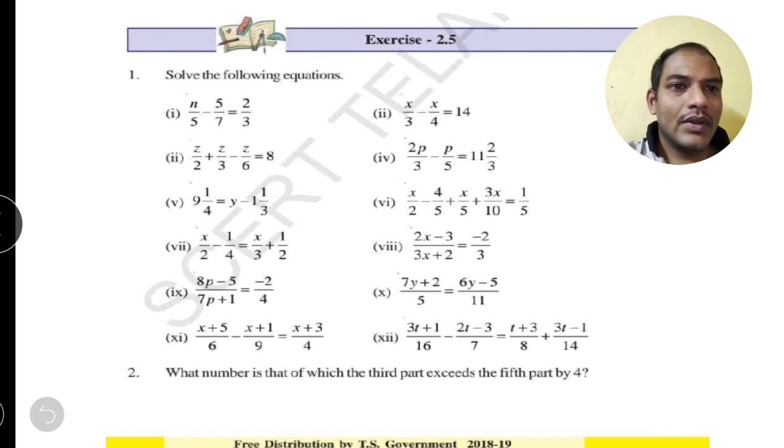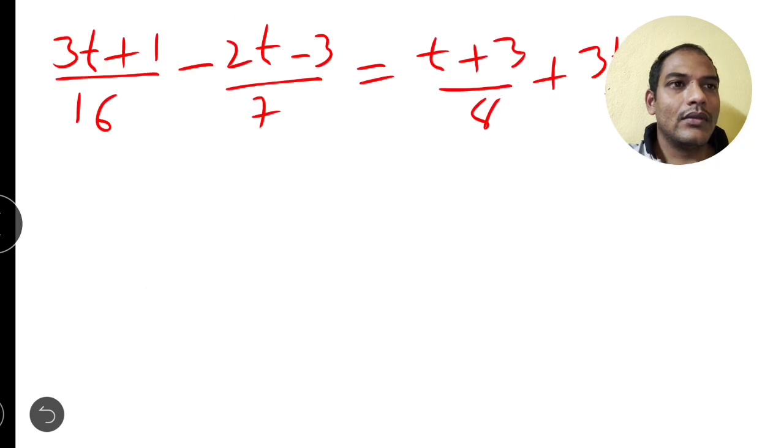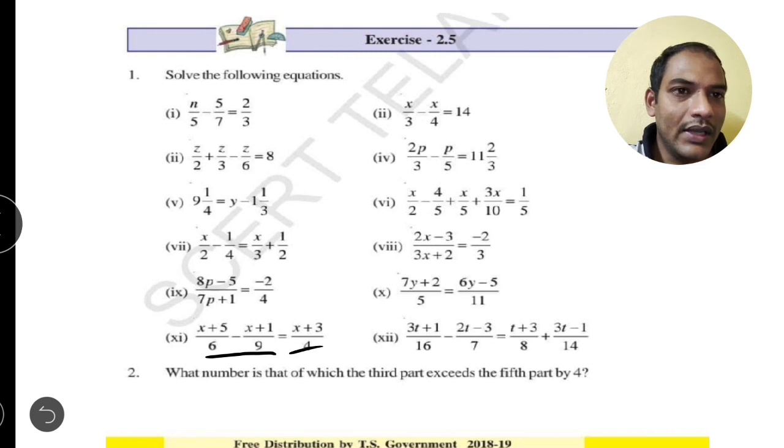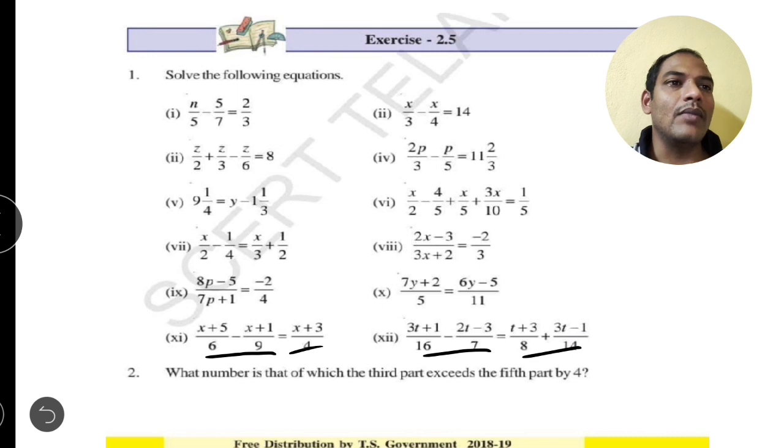So next problem, the 12th one: 3t plus 1 by 16 minus 2t minus 3 by 7 equals t plus 3 by 8 plus 3t minus 1 by 14. So what is the difference between these two questions? In the previous question we had two fractions on the left side of the equal symbol and one fraction on the right side. But in this question, two fractions are on the left side and on the right side of the equal symbol.